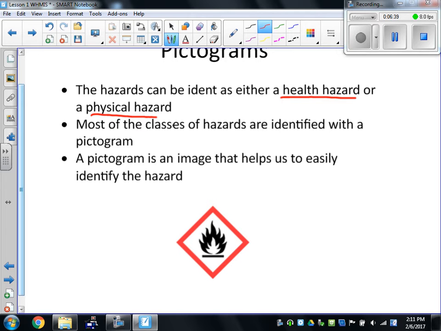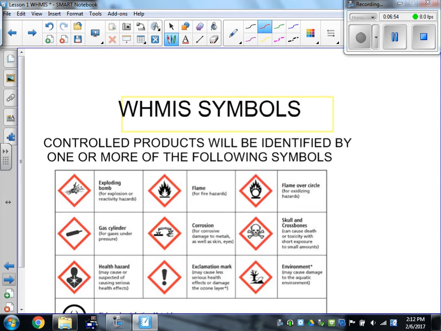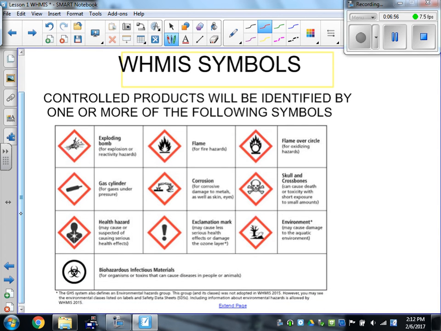Most of the classes of hazards are identified with a pictogram. We need to know what that pictogram looks like and what it represents. Okay? So they can be identified as either a health hazard or a physical hazard. All right? Now, here's all the symbols that you would see. Okay, and we're going to go through each one of those very quickly here.